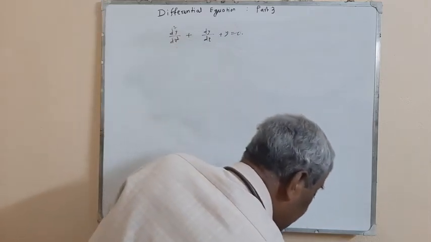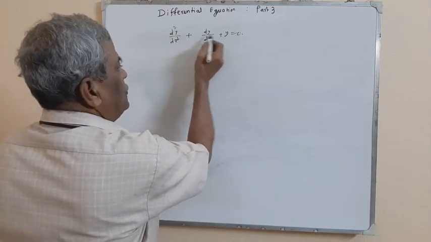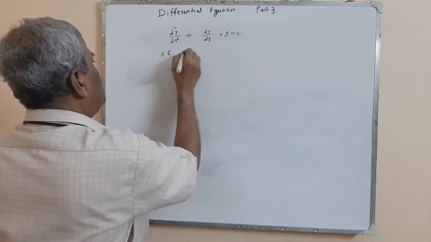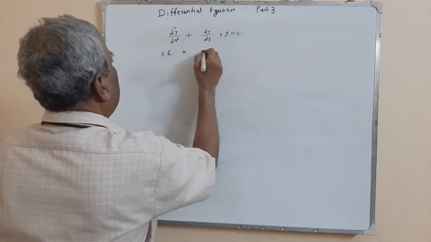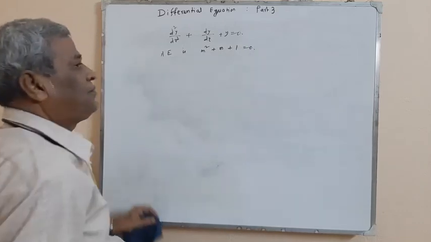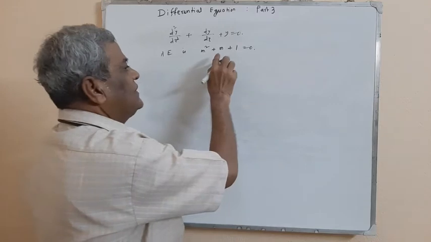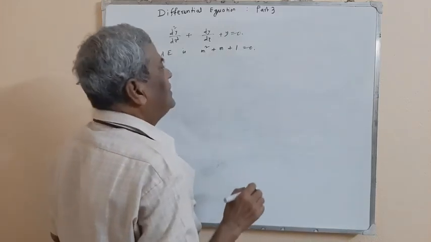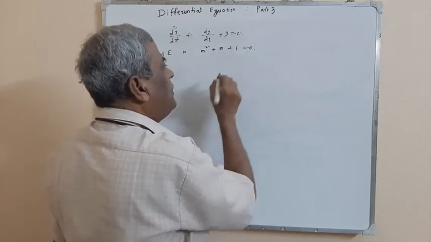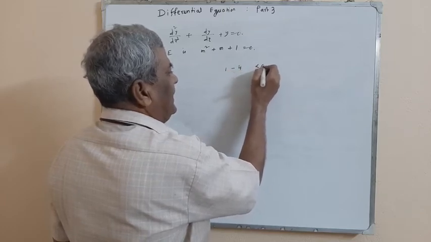Now it is a linear differential equation with constant coefficients. So the auxiliary equation is m squared plus m plus 1 equals 0. You see its roots are complex, imaginary complex conjugates, because its discriminant b squared minus 4ac is negative.